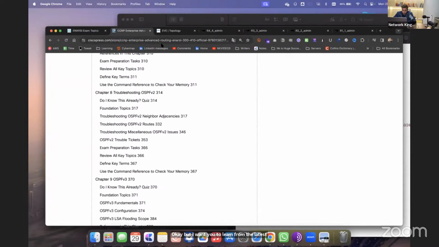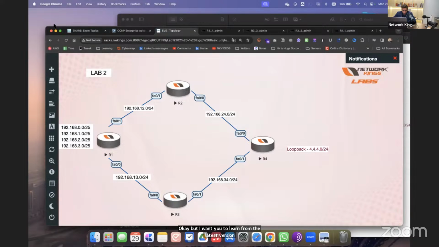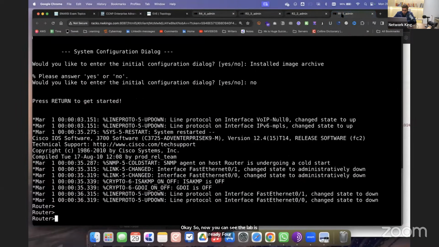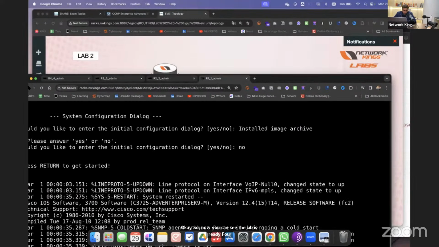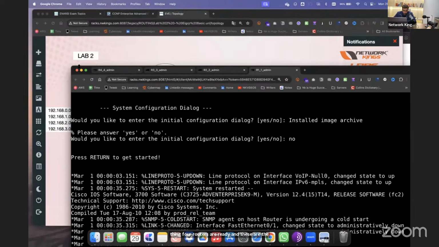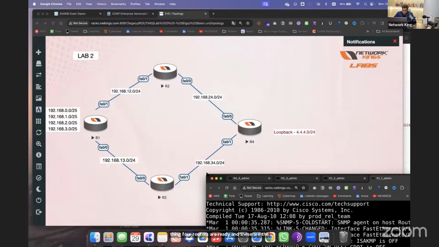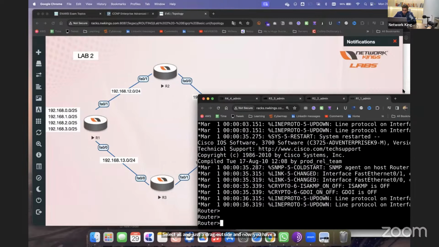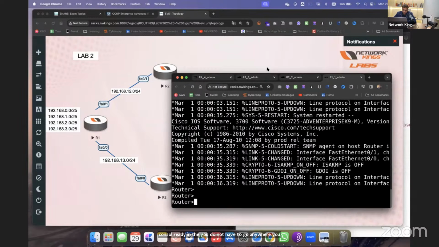Now you can see the lab is ready. Four routers are ready, and these are the consoles. Select all and just drag outside, and now you have a console ready in the web browser only. You do not have to go anywhere. You can do labs from your office, you can do labs anywhere. But you should have a laptop. Don't expect labs to run on mobile phones.